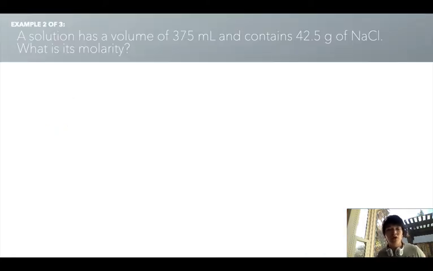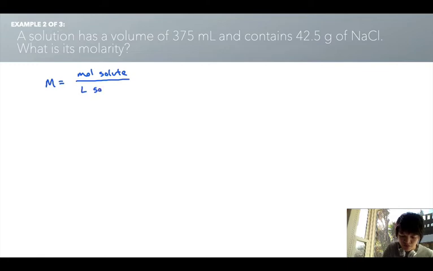In our second example, we have a solution that has a volume of 375 milliliters and contains 42.5 grams of sodium chloride. What's the molarity? Okay, to solve this problem, we want to start with the formula. Molarity equals moles of solute divided by liters of solution. We are trying to solve for molarity. That's what the question is asking for.